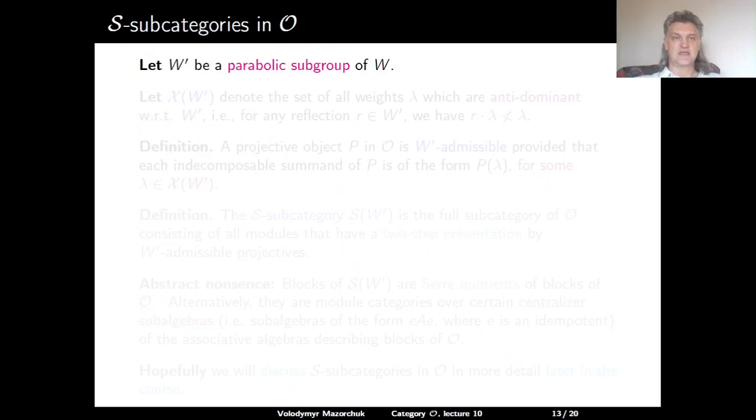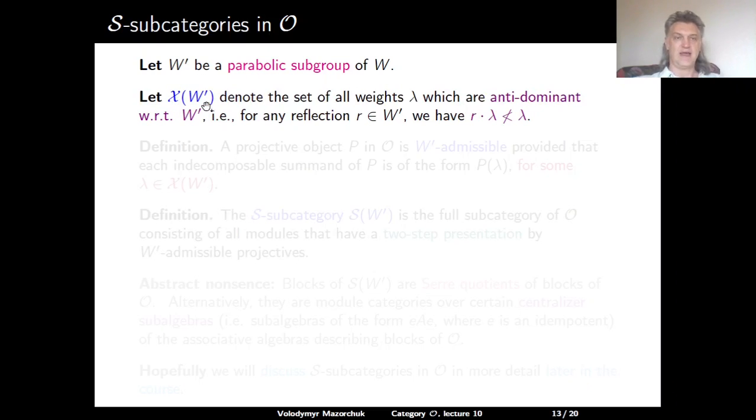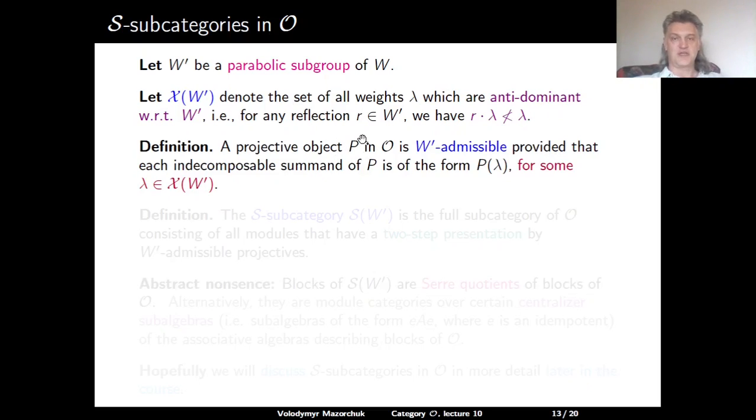So let us now discuss S subcategories in O. Let W prime be a parabolic subgroup of W. Denote by X W prime the set of all weights lambda which are antidominant with respect to W prime. That is, for any reflection r in W prime, we have that r dot lambda is not less than lambda. We say that a projective object P in O is W prime admissible, provided that each indecomposable summand of P is of the form P lambda for some lambda from X W prime.